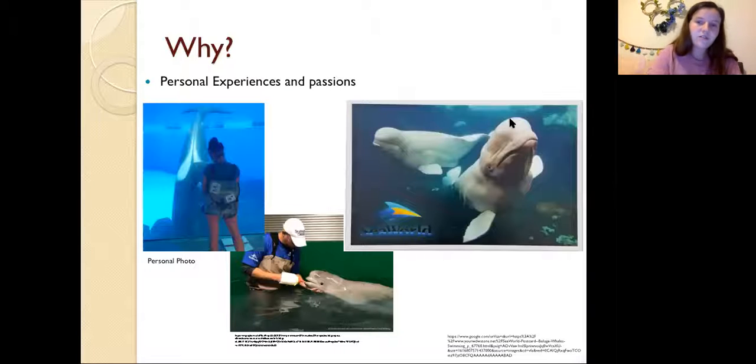The reason I chose this, I have a lot of personal experiences with them, so I just have a love for marine mammals. But also I know SeaWorld gets kind of a bad rap, but I know some folks that actually work for SeaWorld and SeaWorld Rescue, and they talk very highly of how they actually help out these animals.